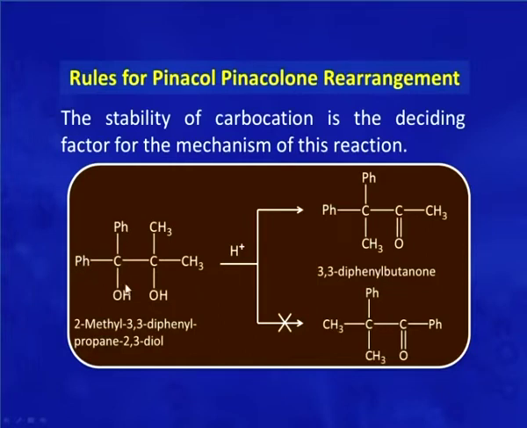Whereas, when protonation takes place at this carbon, the stabilization of the tertiary carbocation takes place only because of the plus I effect of 2 methyl groups. As a result, this carbocation is more stable, and that is why protonation preferentially takes place at this hydroxy group, and the product is formed like this and not this product.